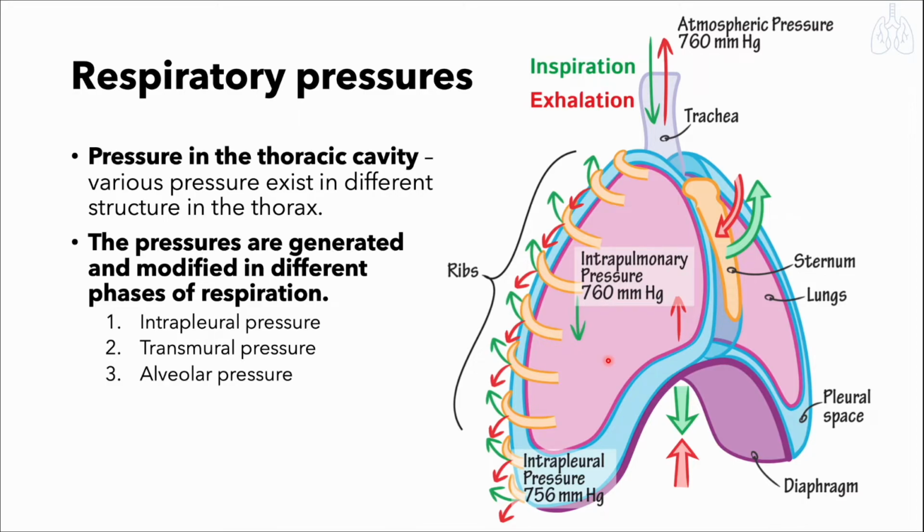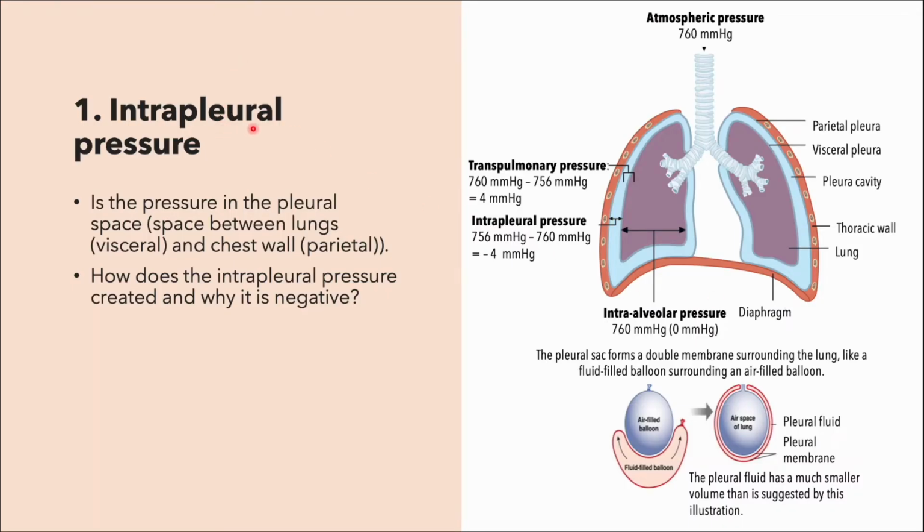Other than that, you will have the transmural pressure, meaning the pressure difference across the wall. We will look at that later. Now let's move on to the intrapleural pressure first. How do you calculate the intrapleural pressure? You take 756, the pressure in the intrapleural space, and minus the intrapulmonary pressure, and you get the intrapleural pressure, which is minus 4. The next question is, how is the intrapleural pressure created, and why is it negative?